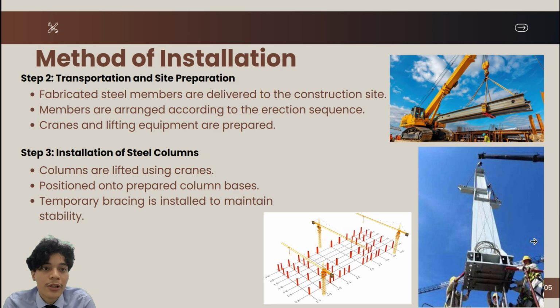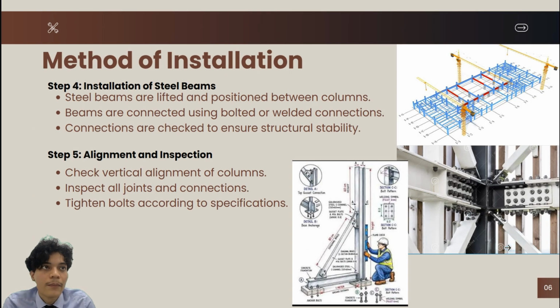Temporary bracing is important because individual steel members cannot provide full stability until the entire structural system is connected. Next one, after the columns are installed, steel beams are erected to connect the columns and form the main skeleton of the building. The beams are lifted using cranes and positioned according to the structural drawing. They are then connected to the columns using high-strength bolts or the welding method.